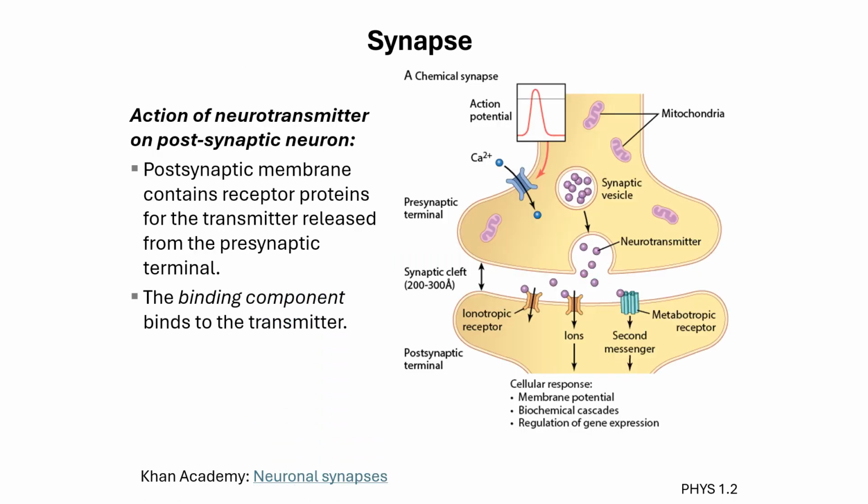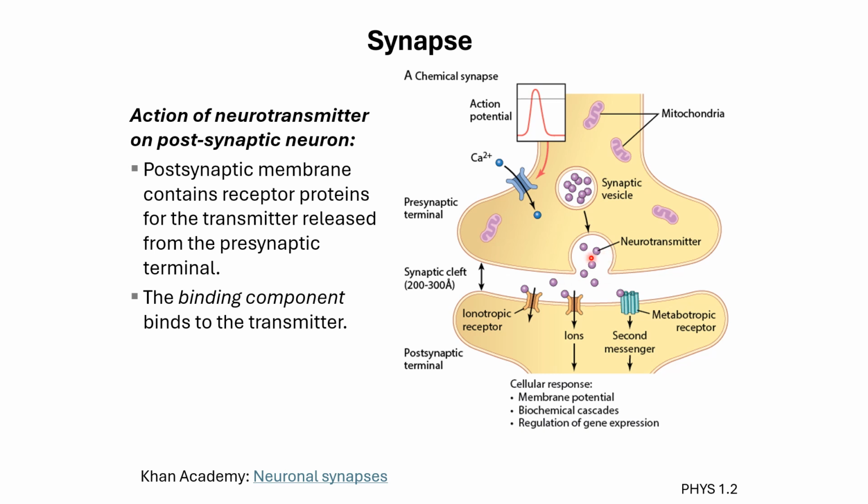Here's a different picture, but the same thing is happening. The action potentials traveled down, and I love this one because here we see the voltage-gated calcium channel is opening in response to the action potential. Calcium rushes in, which triggers the synaptic vesicle here to release the neurotransmitter into the synaptic cleft. Very small, but a space between.